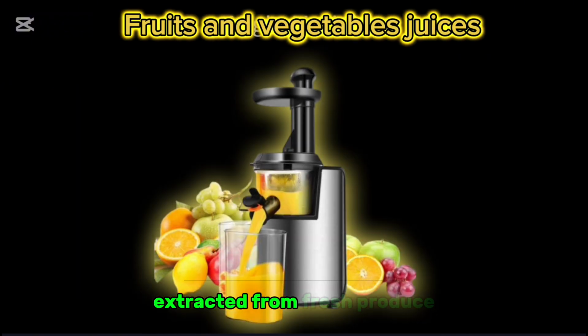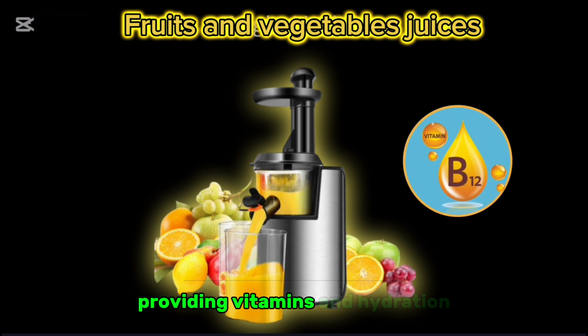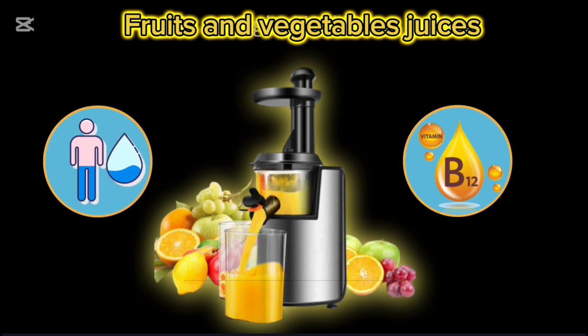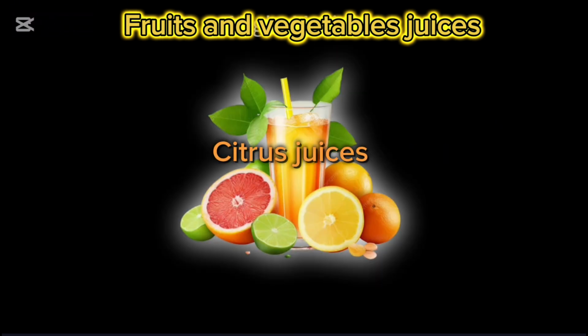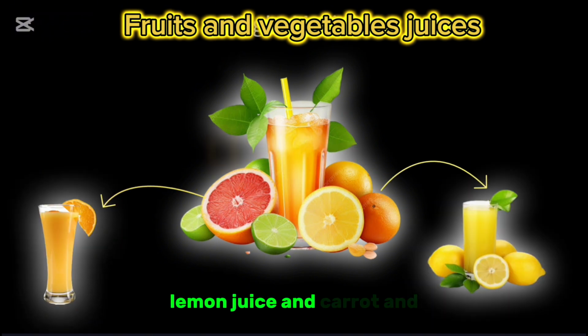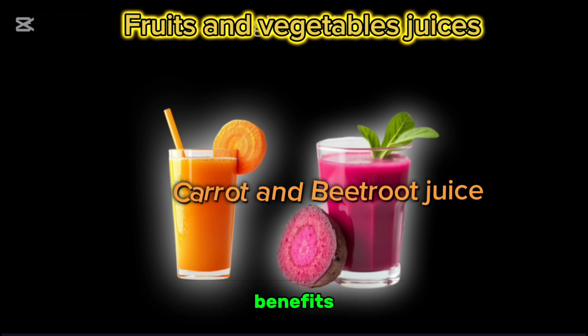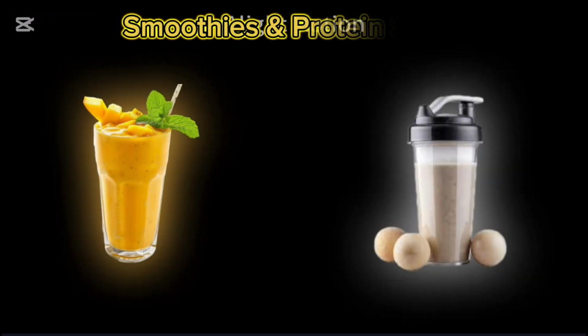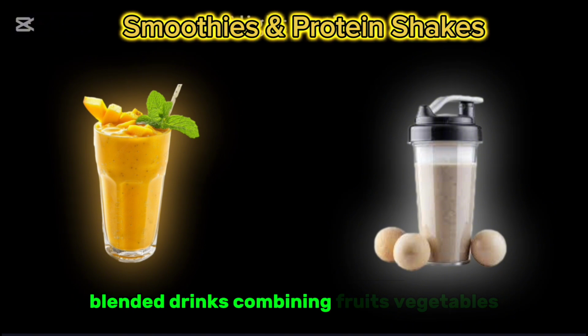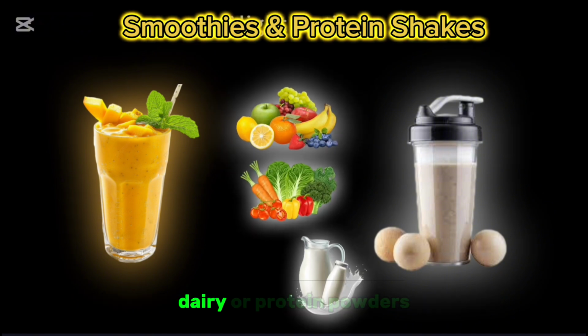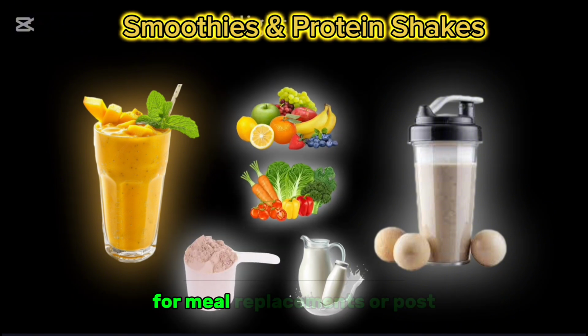Next is fruit and vegetable juices, extracted from fresh produce, providing vitamins and hydration. They include citrus juices, high in vitamin C. Examples: orange juice, lemon juice, and carrot and beetroot juice, known for antioxidants and health benefits. Another is smoothies and protein shakes, blended drinks combining fruits, vegetables, dairy, or protein powders for meal replacements or post-workout nutrition.